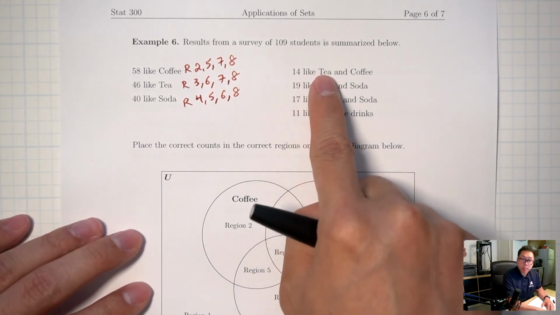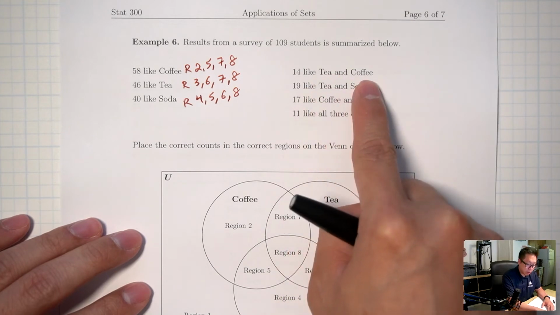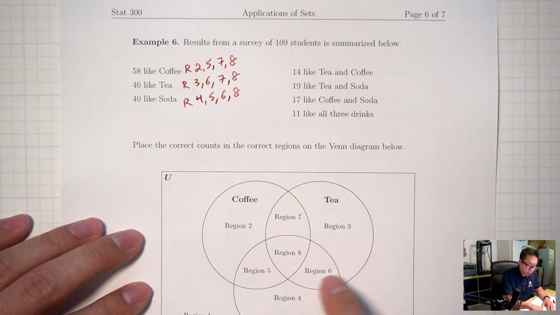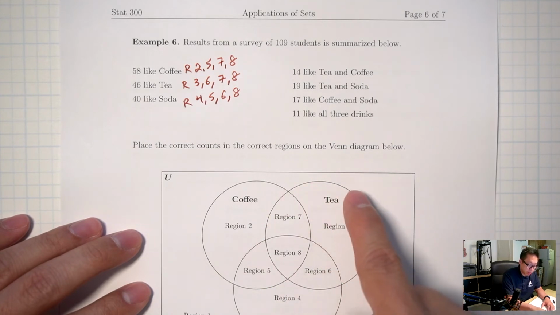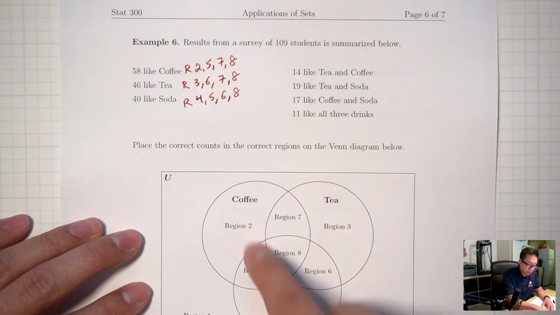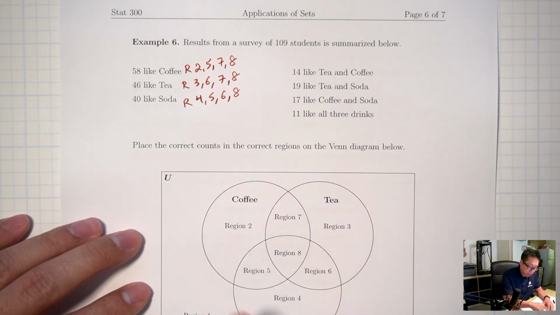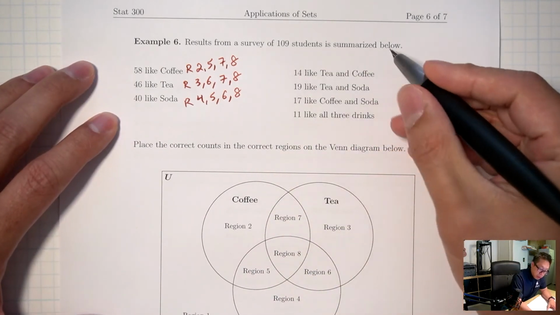14 like tea and coffee. Liking tea and coffee means you're inside tea and at the same time inside coffee. So which regions are inside tea and at the same time inside coffee? That would be 7, 8. Okay, so this clue is talking about regions 7 and 8.